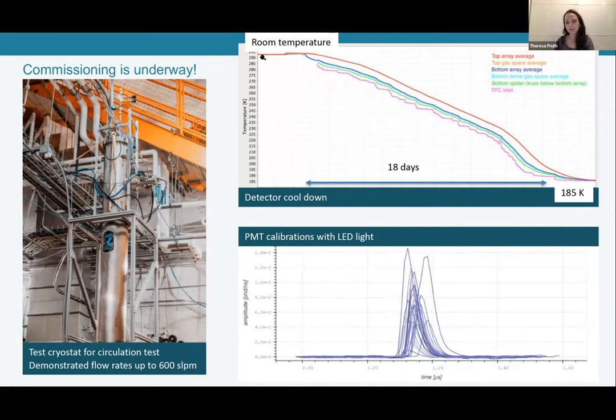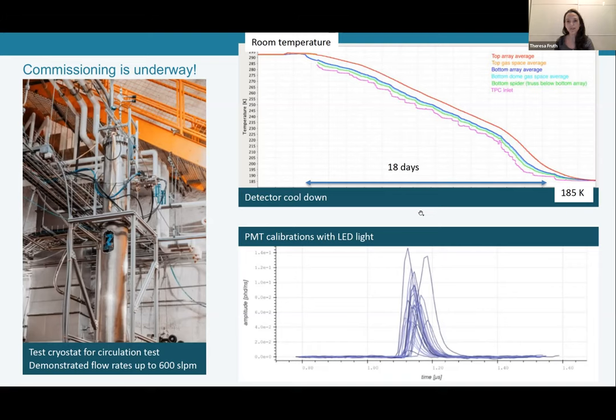We have filled the detector with xenon gas and have cooled it down to just above liquid xenon temperatures. And we have, of course, checked that our PMTs after transport underground and this cool down are still functional. So here you can just see some waveforms of LED calibrations of the PMTs.